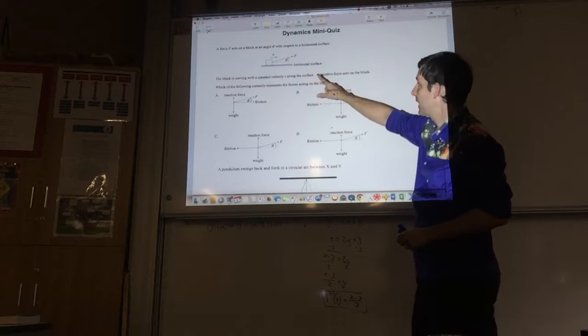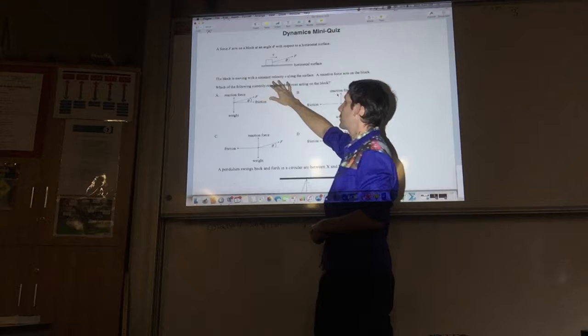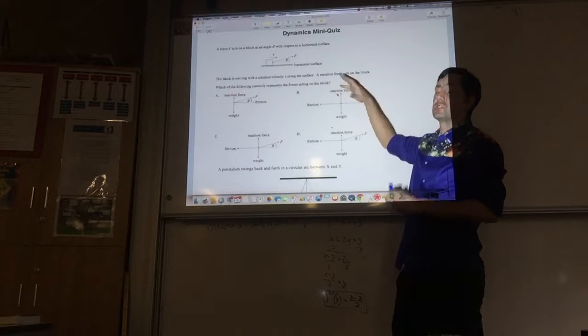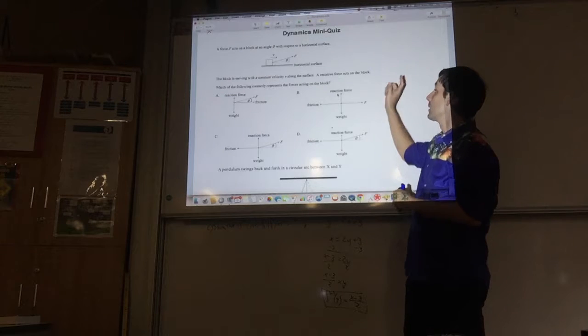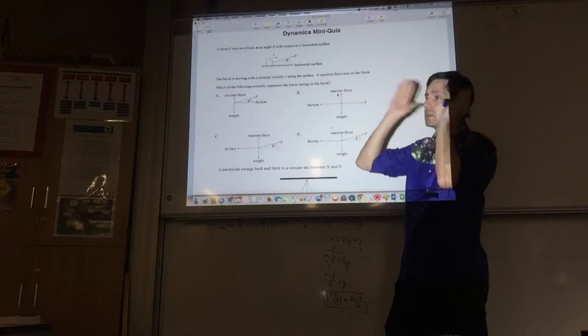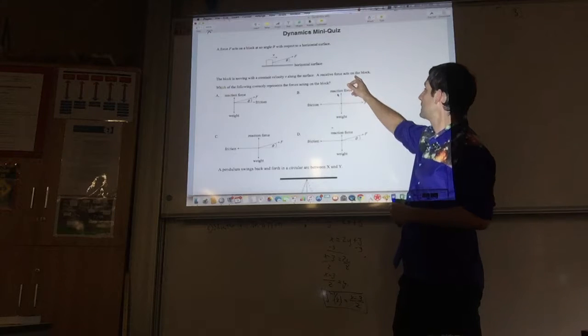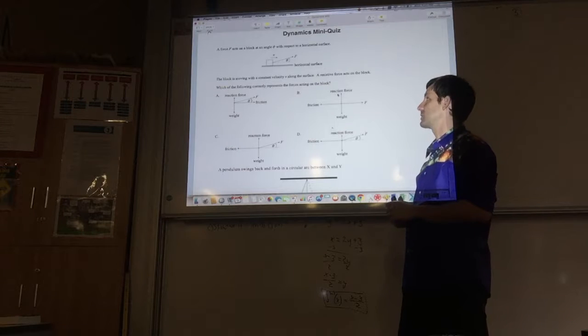We have a force F acting on a block at angle theta with respect to a horizontal surface. The block is moving with constant velocity along the surface. So because it's constant velocity, we know that the forces are balanced. This is an important idea. Anytime you see constant velocity, you should say, okay, that means forces are balanced. Resistive force acts on the block. Which of the following correctly represents the forces acting on the block?